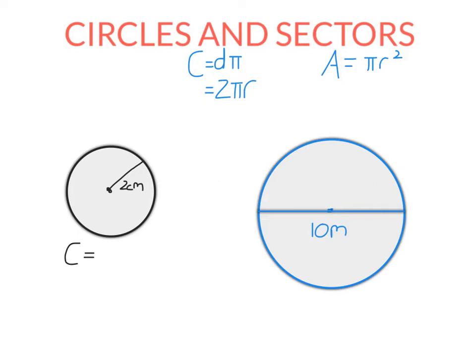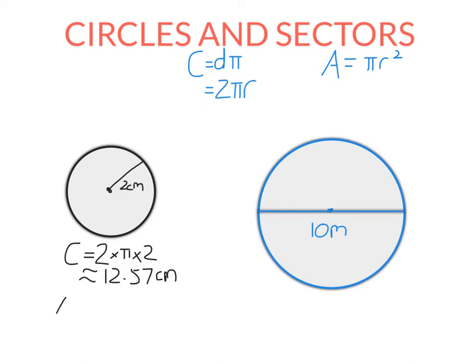So the formula for circumference here is diameter times pi or 2 times pi times radius. Obviously use this one if given the radius, this one if given the diameter. Here we're given the radius is 2. So the circumference is 2 times pi times radius, and you can put that straight on your calculator. To 2 decimal places we get 12.57, and obviously it's centimeters because the radius was given in centimeters.